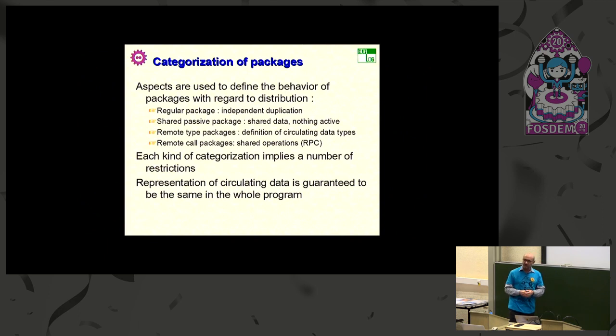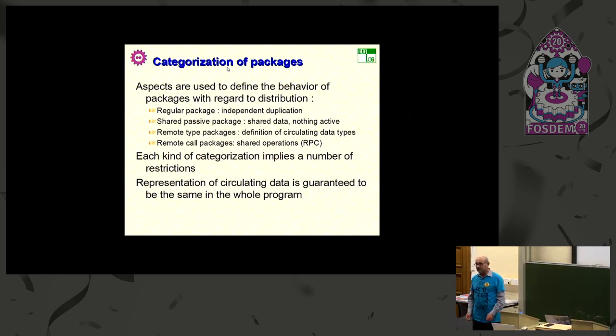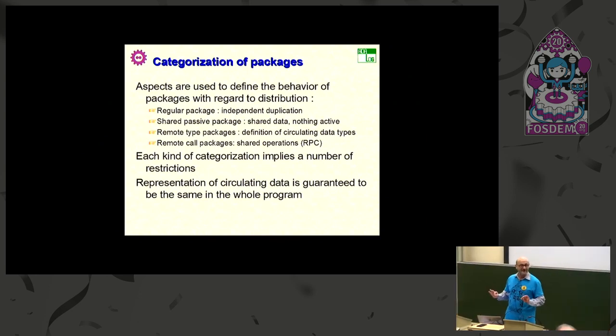Shared passive packages are used to manage data that's directly shared. So it's a common memory between the different partitions. Remote types allow the definition of types that can be exchanged between the partitions. And remote call packages are the most interesting ones, the ones that can make RPCs, remote procedure calls, where you can, from a partition, call something that physically resides in another partition. And for each kind of categorization, of course, there are a number of restrictions about what you can do. Those restrictions are very complicated. You don't need to understand how it works. You put the categorization, you compile, and the compiler will tell you what's allowed and what's not allowed. In Ada, we trust the compiler, you know?